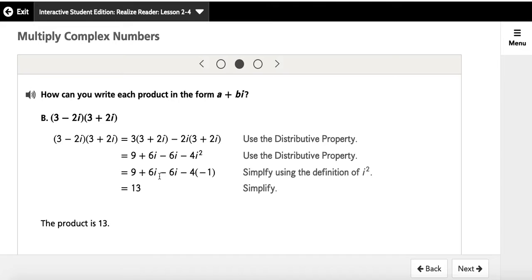And then they combine like terms. Let's see. Plus 6i minus 6i, that canceled each other out. And then we have the 9, and we have a minus 4 times a negative 1, so that's a positive 4. 9 plus 4 is 13, and the imaginary part canceled each other out, so the final answer is 13. Okay, so this one didn't have an imaginary part, because when we distributed, we ended up with plus 6i minus 6i.